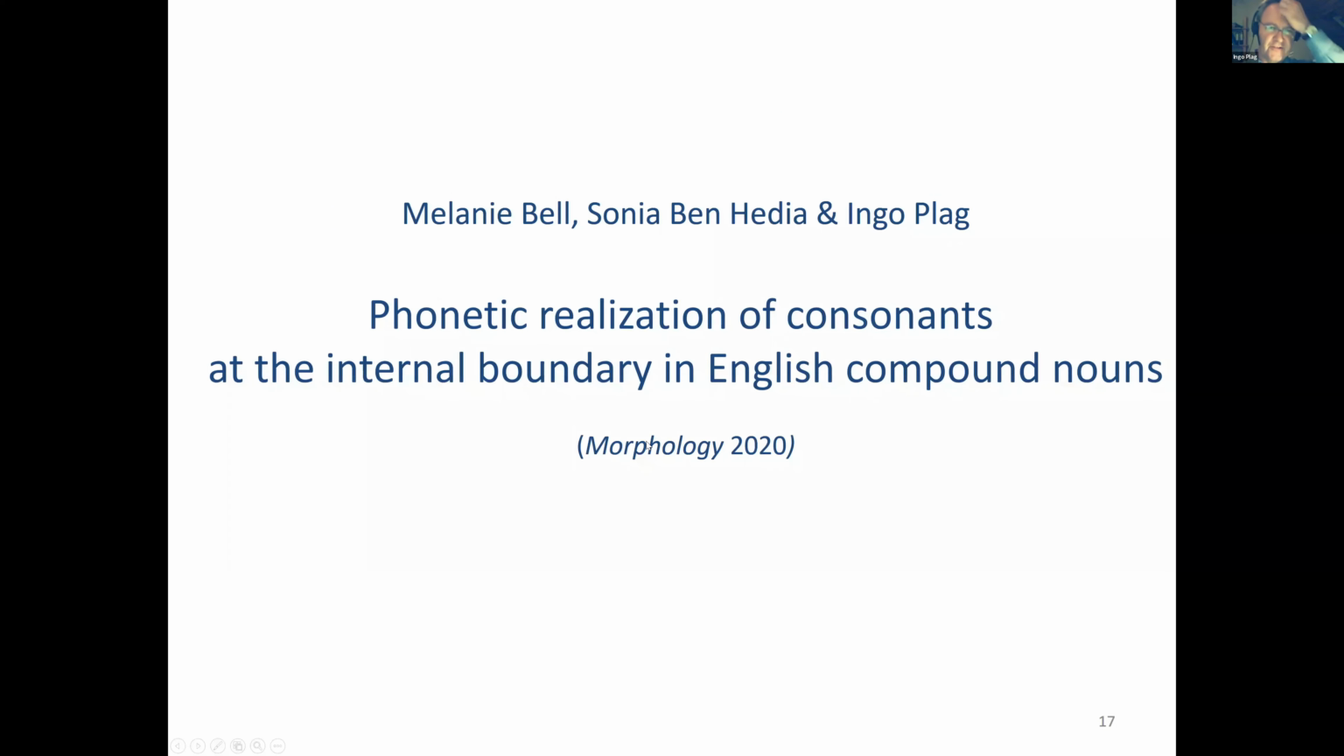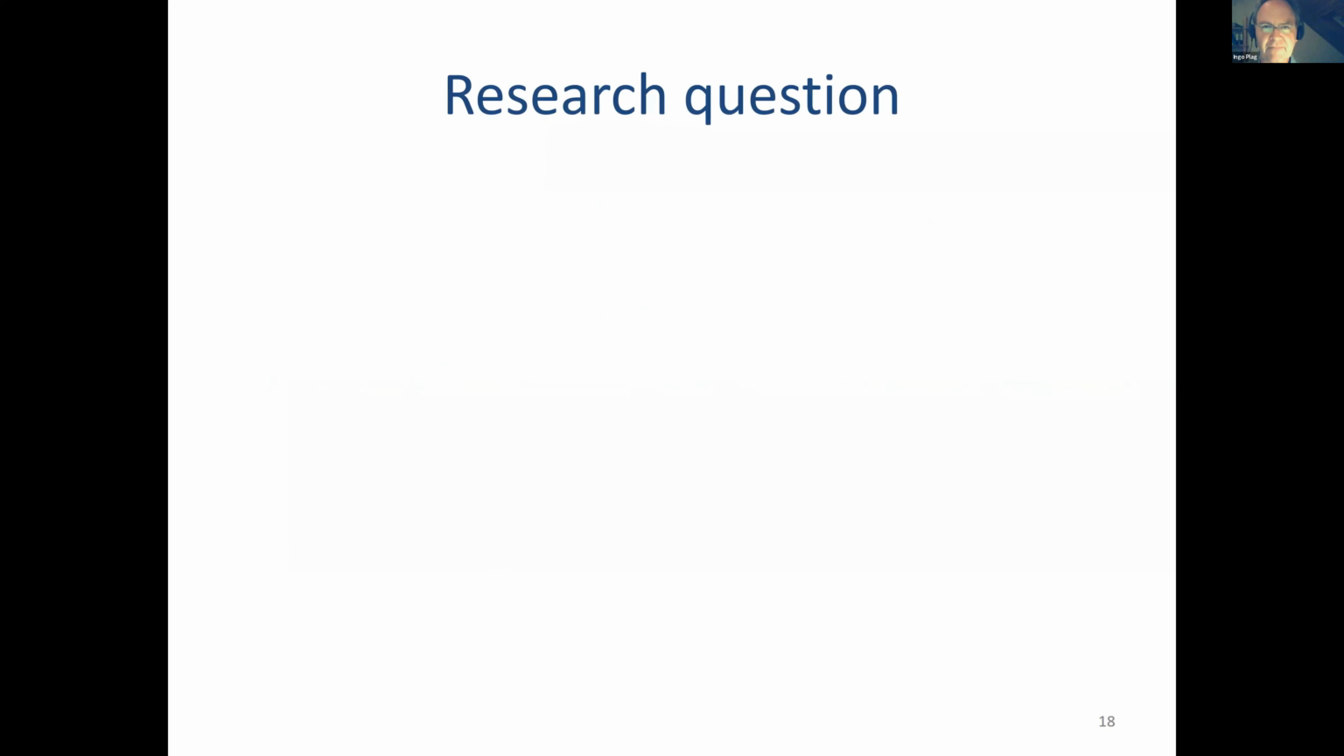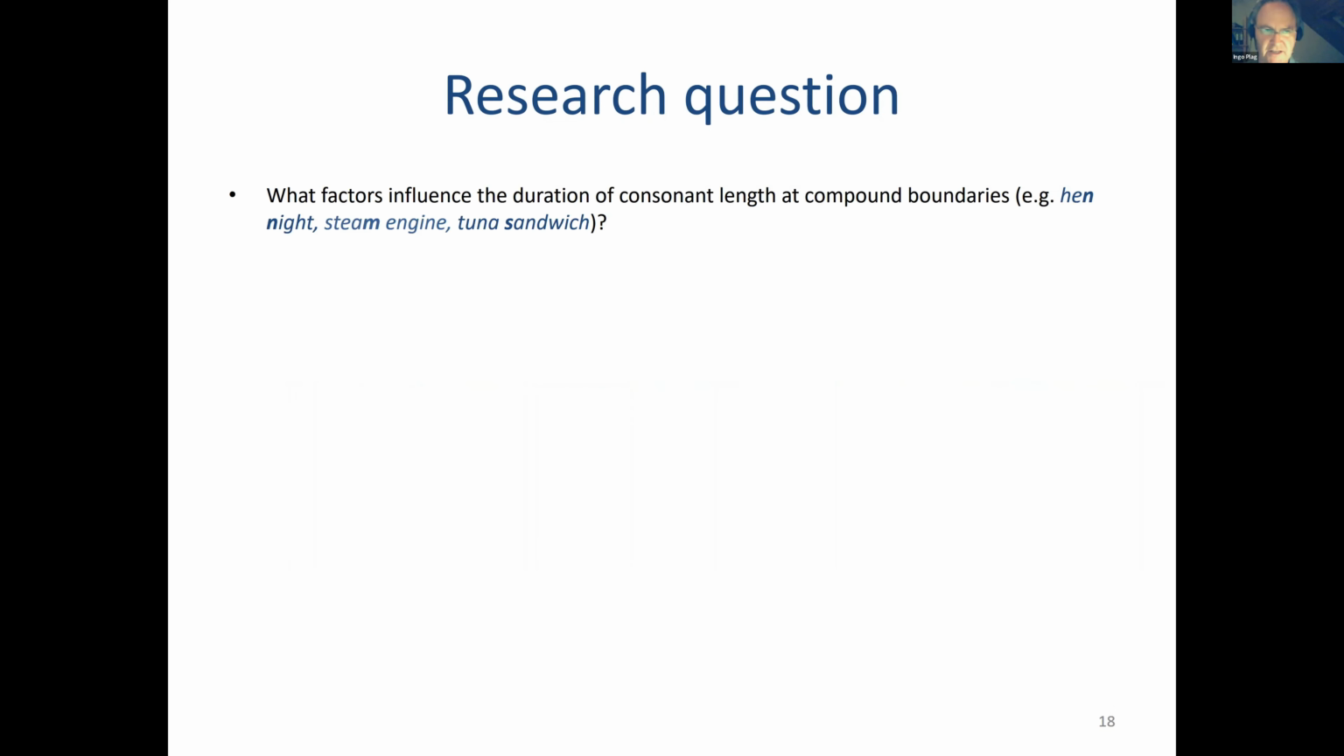Let's move on to the next study that has looked at paradigmatic effects. In this study, we looked at the phonetic realization of consonants at the internal boundary in English compounds. And here the research question was, what factors influence this duration? For example, in steam engine or tuna sandwich, does the morphological structure somehow influence the duration of these consonants?